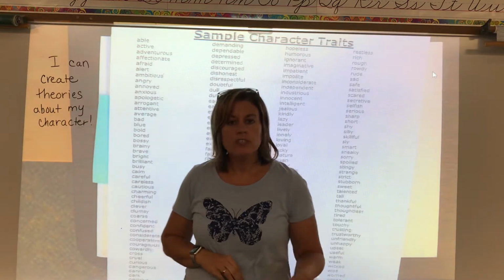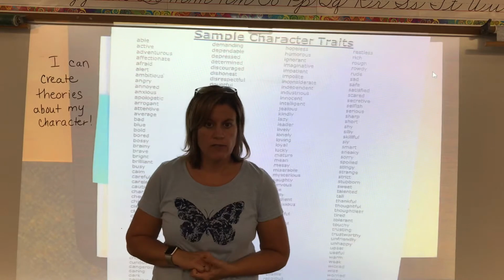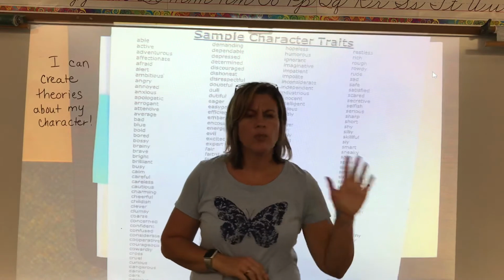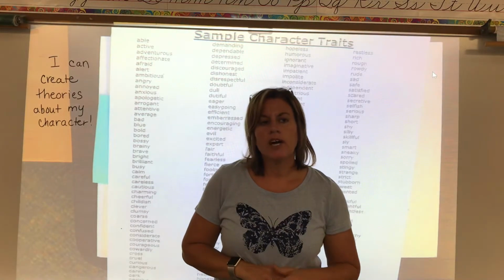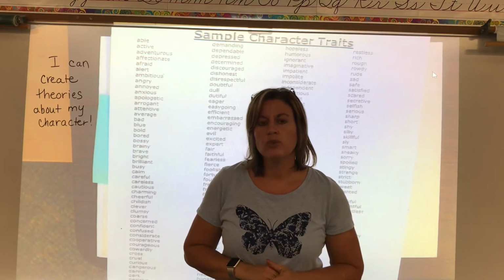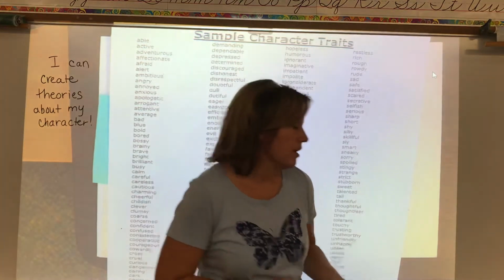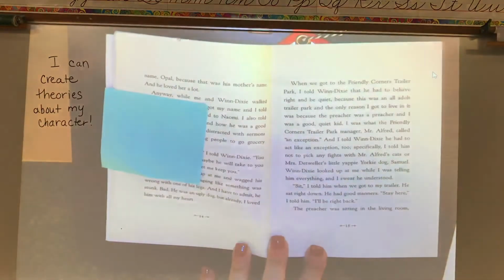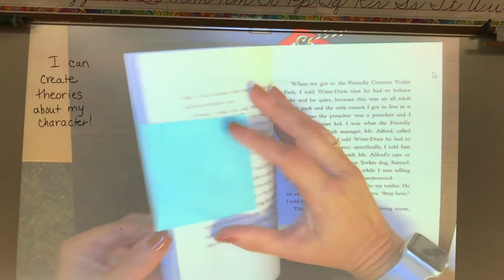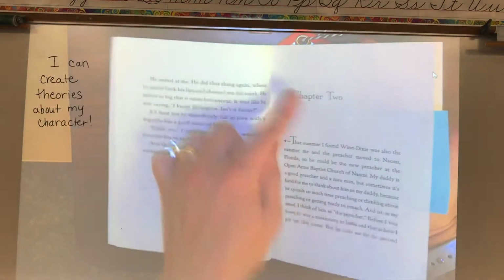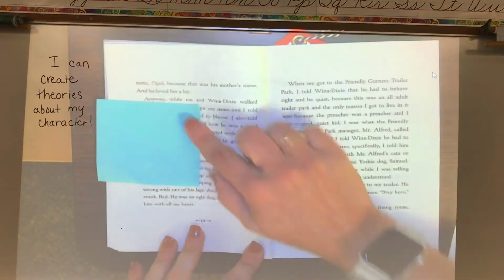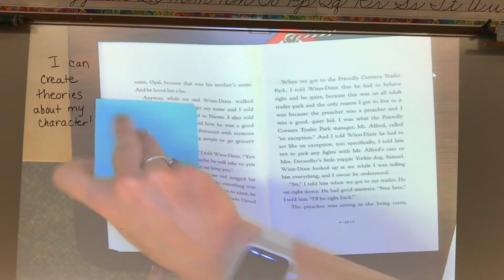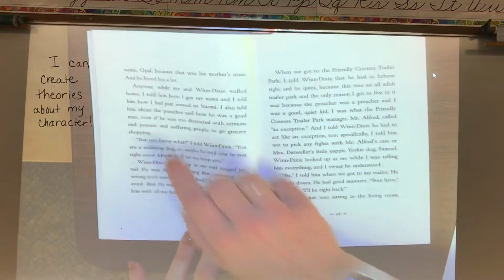Okay? I want to look today at Opal from Because of Winn-Dixie, and I want to look at one section in our book. It goes way back to the beginning. I'm going to read one section and show you what I mean by creating a theory about a character. So if we go all the way back to chapter 2, page 14, this is when Opal was heading home with Winn-Dixie, thinking about asking her dad to keep Winn-Dixie. Follow along as I read.